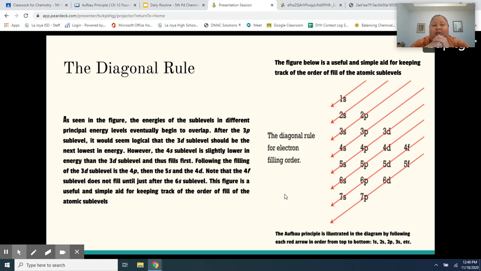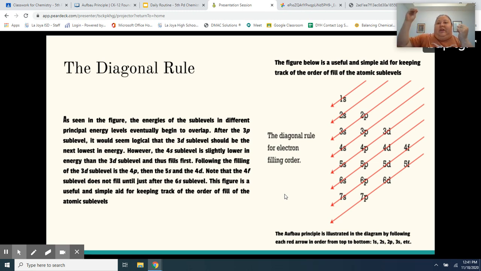Following the filling of the 3D sublevel is the 4P, then 5S, then 4D, and then note 4F sublevel does not fill until after the 6S sublevel. This figure is a useful and simple aid for keeping track of the order to fill these atomic sublevels, okay? So let me show you how this arrow works, okay? You know how on The Wizard of Oz, they tell Dorothy, hey, Dorothy, follow the yellow brick road. Follow the yellow brick road, right? Well, in our case, that yellow brick road is a red arrow.